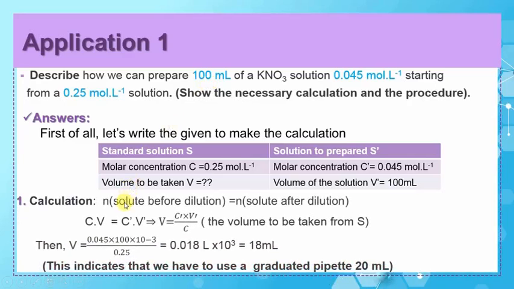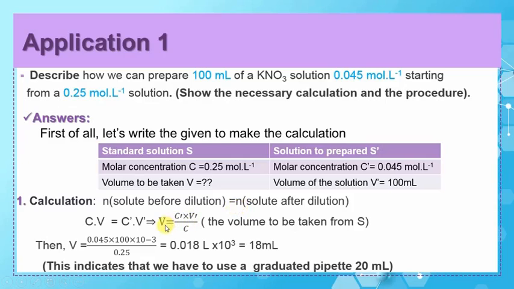The calculation, we have to start with the conservation of the number of mole of the solute during dilution. Number of mole of solute before dilution is equal to the number of mole of solute after dilution. Using the relation of the molar concentration, write instead of N, C times V of the solution before dilution, and C prime times V prime instead of the number of mole of solute after dilution.